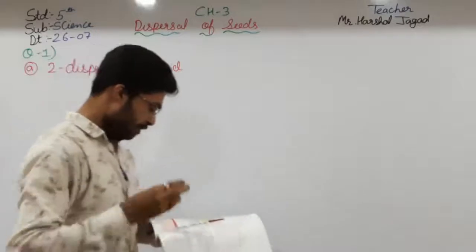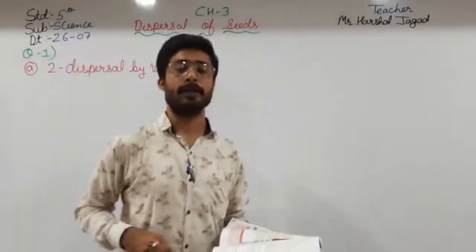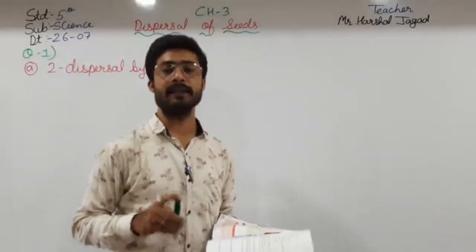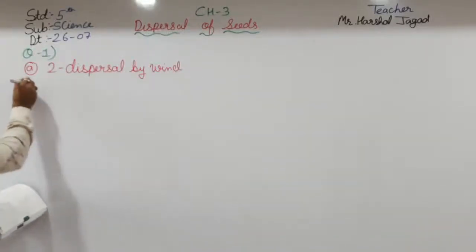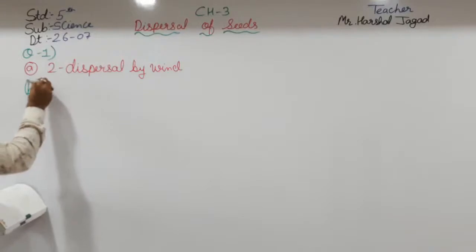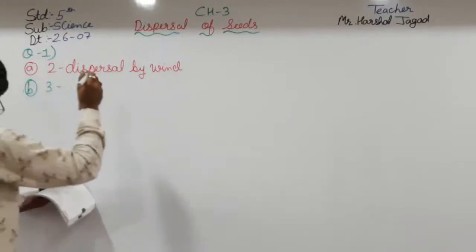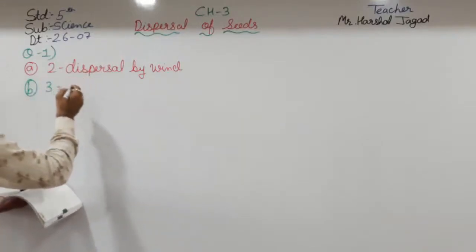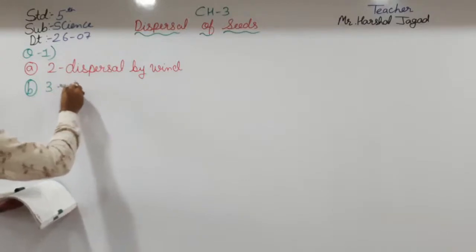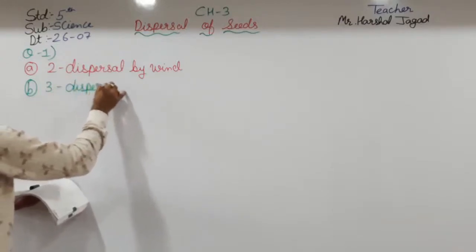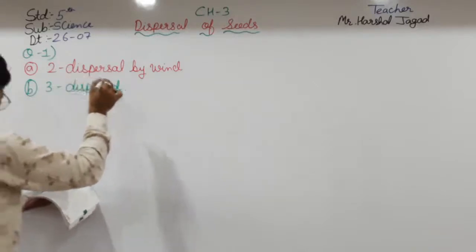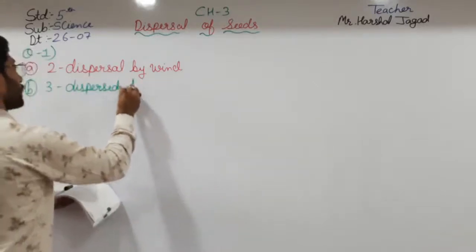Second, that is B, coconut. So coconut is dispersed by the water. So in the B it will be third, dispersed by water.